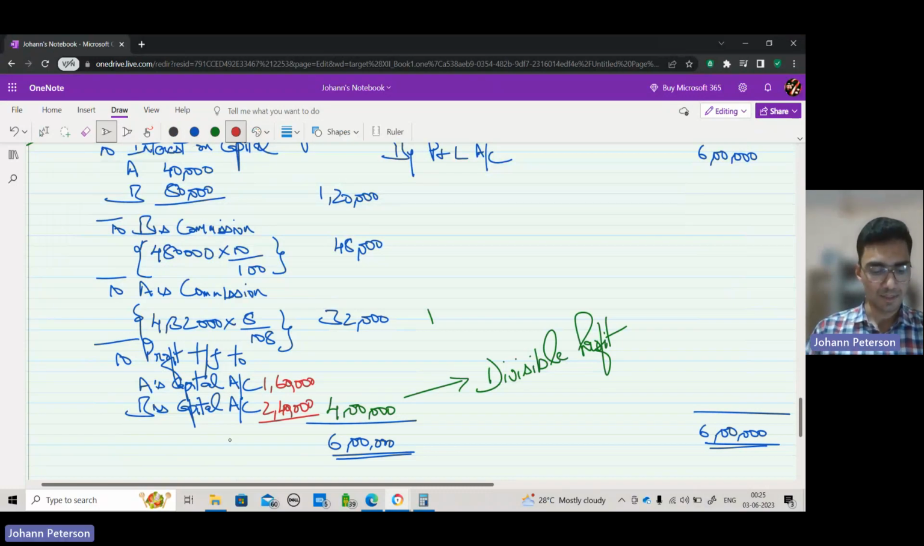So let's look at our answer. Yes, the share of profit is 1,60,000 and 2,40,000 for the two of them. So that's our answer. Divisible profit is not mentioned. Anyway, we have commission to B given as 48,000 and to A as 32,000. So B is 48 and A is 32. So this is also correct.